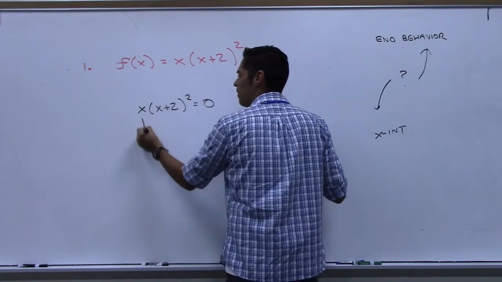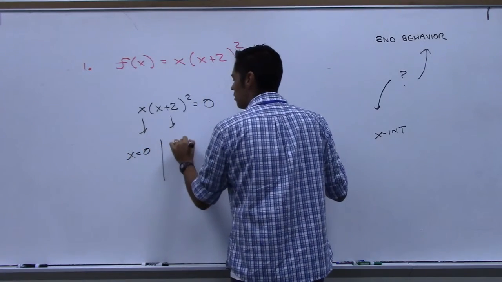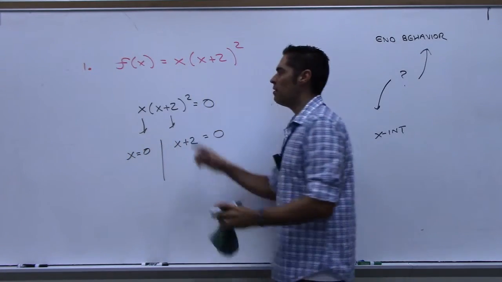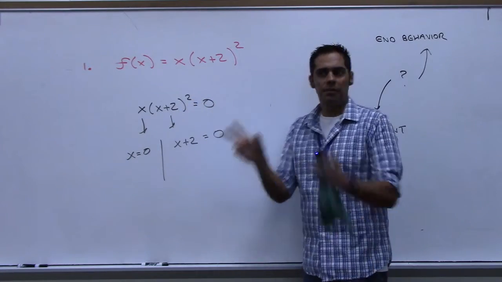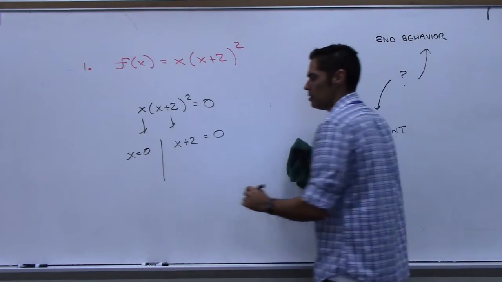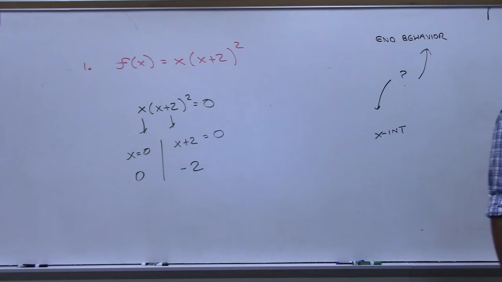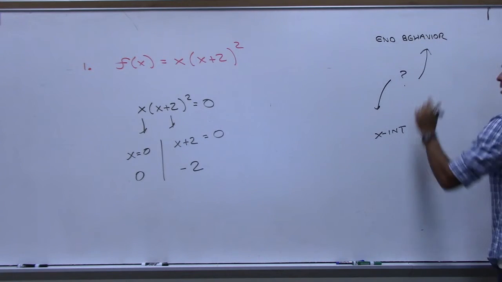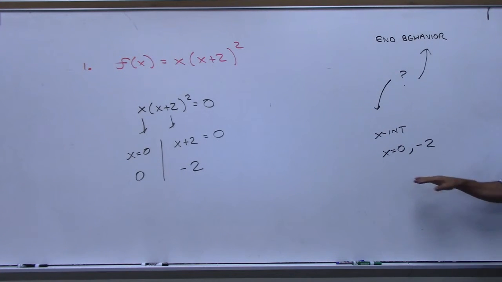And now I set each factor equal to 0. x equals 0. And then the other factor is x plus 2 equals 0. I don't have to worry about the square. That just means there's 2 of them, right? If you said each one of them equals 0, you can get the same answer. So what are the two x-intercepts? 0 and negative 2. Y'all okay with that? All right. So I've determined the end behavior. I've determined the x-intercepts are at 0 and at negative 2. I have no questions?